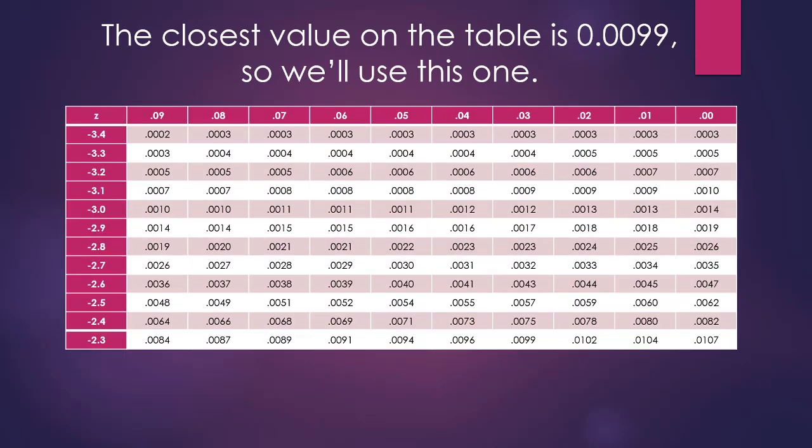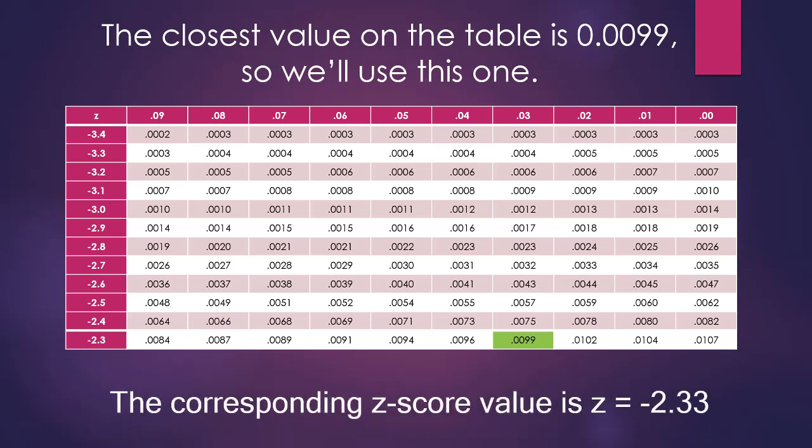We don't find 0.0100. The closest thing that we find is 0.0099. You'll see that there's also 0.0102, and the 0.0100 would be between those, but it's not exactly in the middle. Because it's not exactly in the middle, we use the one that it's closest to, which is 0.0099. So that 0.0099 has a z-score value of negative 2.33.